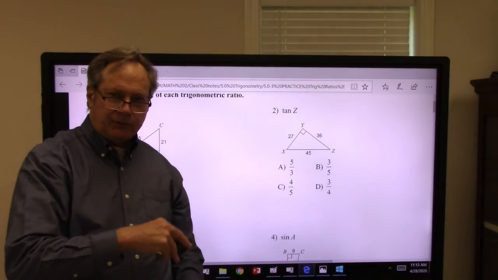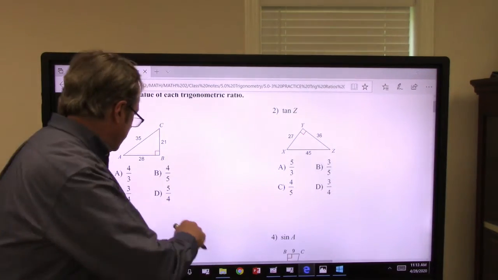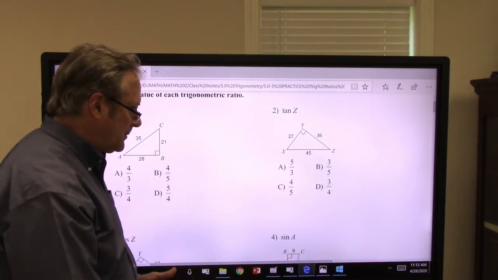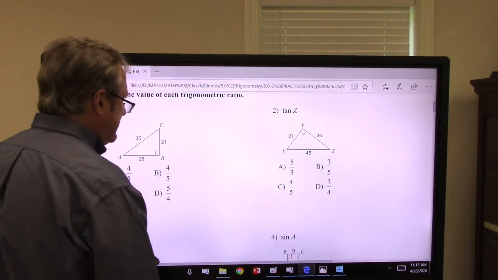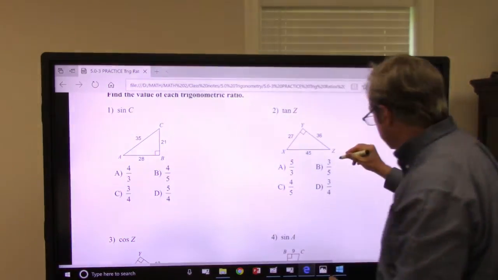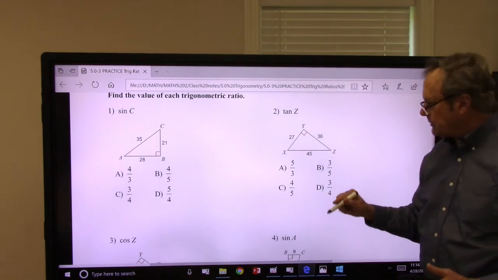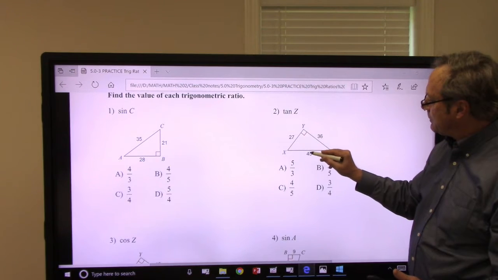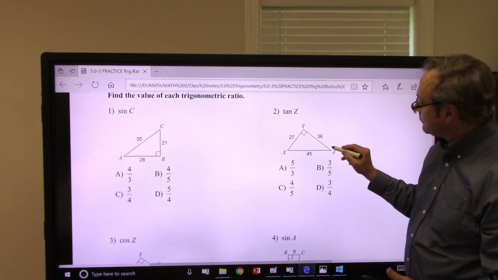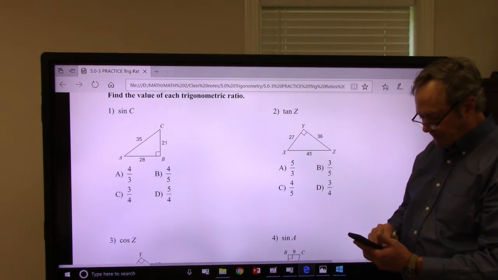Now, all the answers are on the last page of this. But I want to see your work, including coming up with the fractions and reducing them. All right, let's look now at the tangent, number 2, of angle Z. That's this angle right here. Well, tangent, again, you have to memorize those trig functions. Tangent is opposite over, oops, that's not adjacent, is it? That's the hypotenuse. It's going to be opposite over adjacent, 27 over 36.